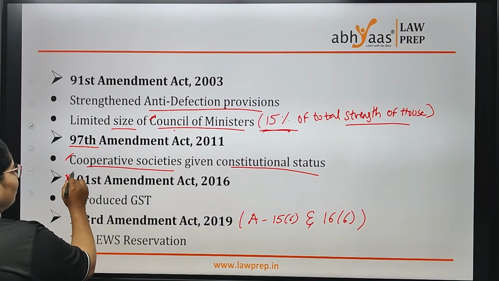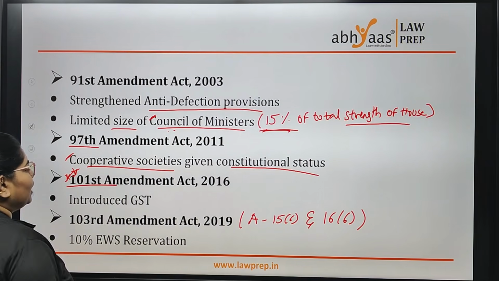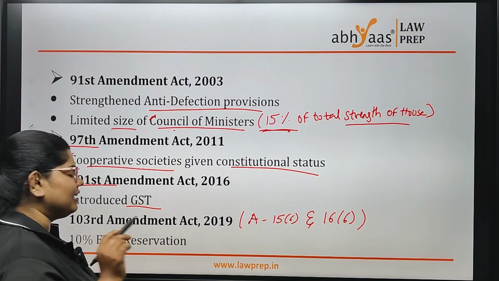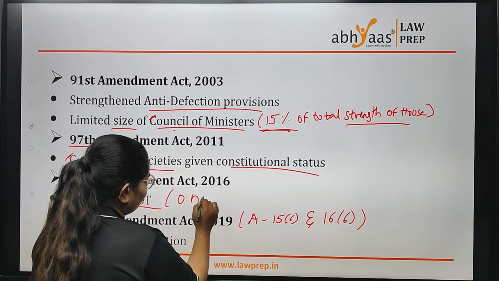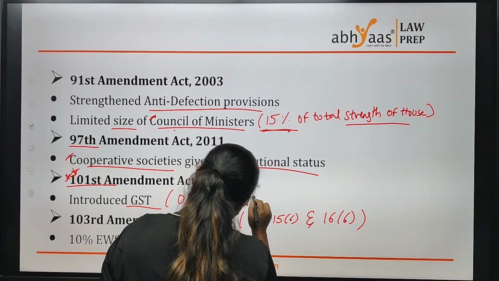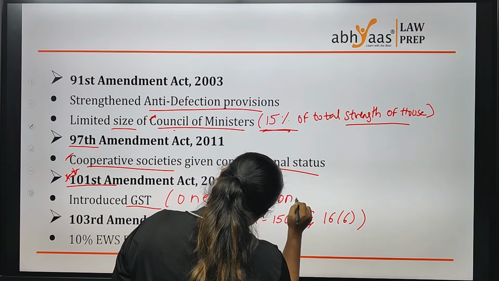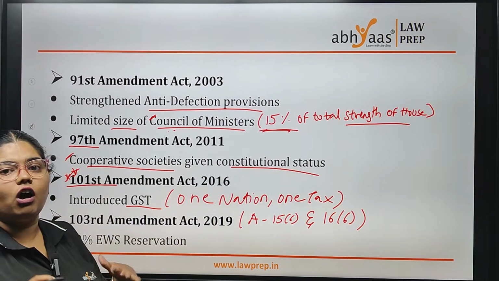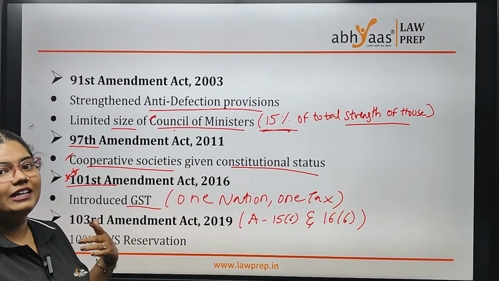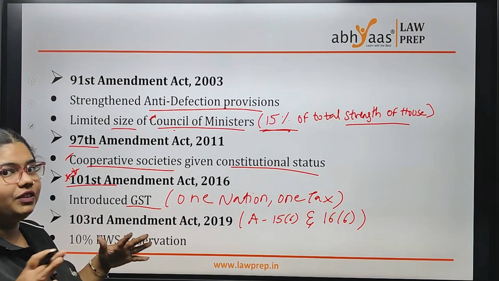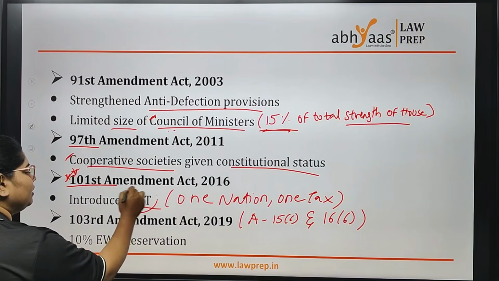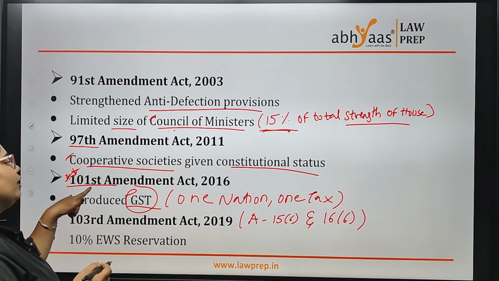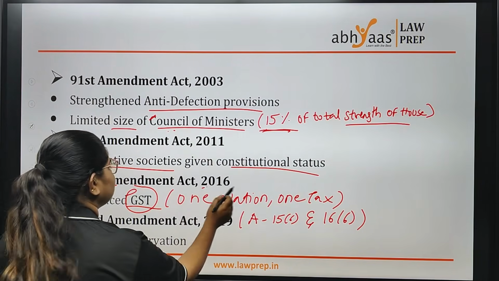Now the most important one, I guess you all will know, 101 amendment, which is also known as GST, One Nation, One Tax, where we have abolished all our indirect taxes. Whatever indirect taxes we used to have, we removed them and we brought one tax that is known as Goods and Services Tax, GST, by our 101 amendment in 2016.